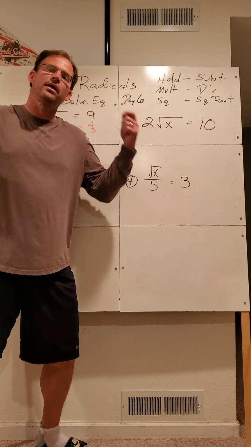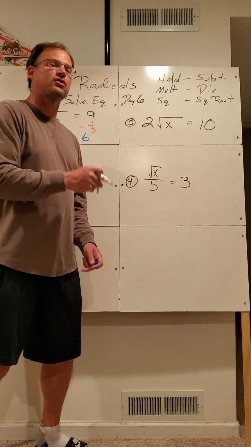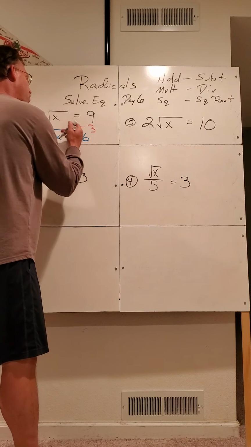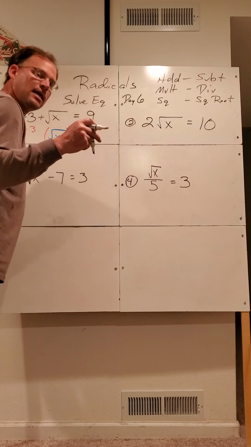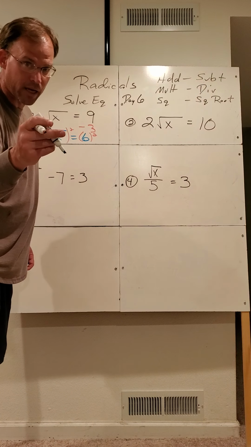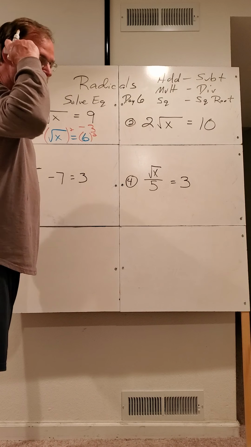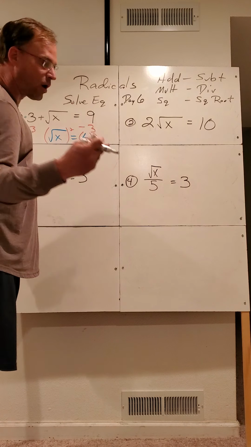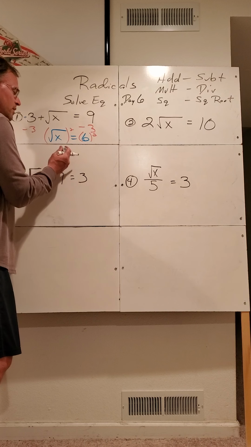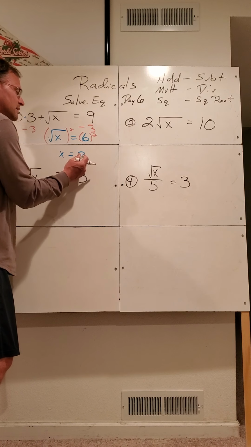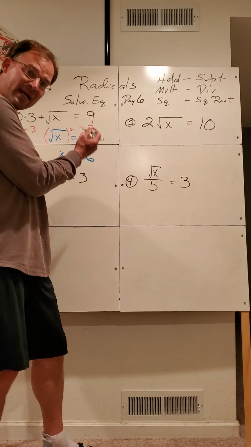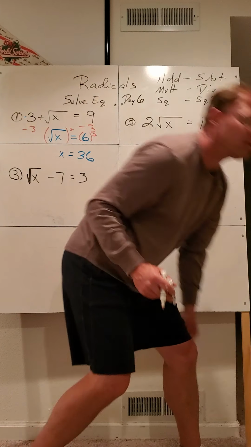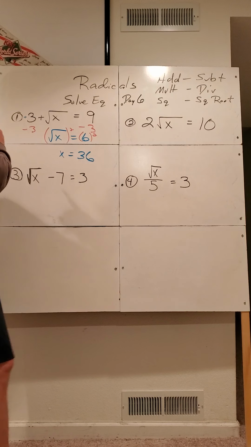How do I get rid of a square root? What is the opposite of a square root? You said it. Square both sides. I know you said it. Even if you just said it in your head, you're talking back to a video. I know you are. Here we go. Square root of x squared is just plain x. X comes out to be 36. Did I square a negative number? Nope, I did not. So I'm not really worried about this not working.